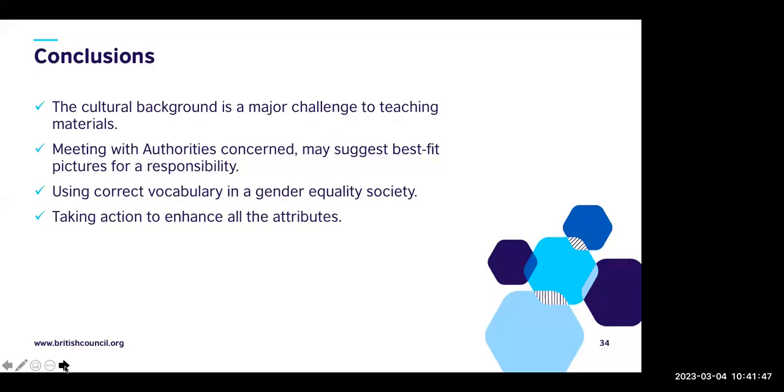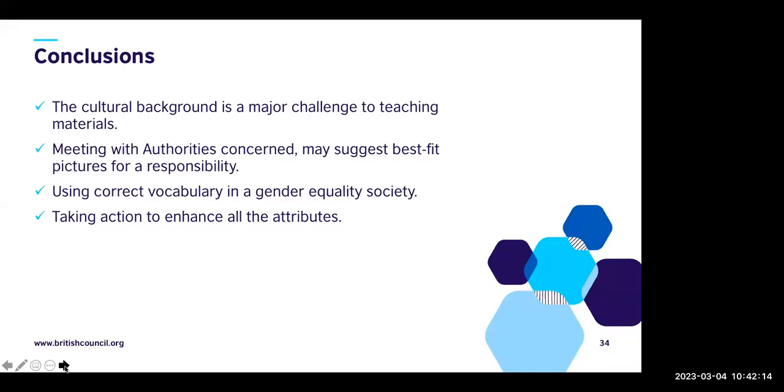The cultural background is a major challenge to teaching materials in Nigeria. The cultural background of the learners: we believe this is what we want, this is what I was born to see, this is what is entailed in the society. But we believe that it was humans that made this rule. So at the same time, we could also remove the barrier set on a particular gender.